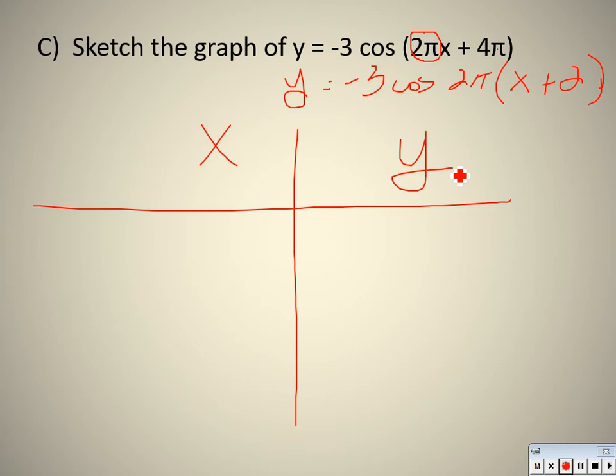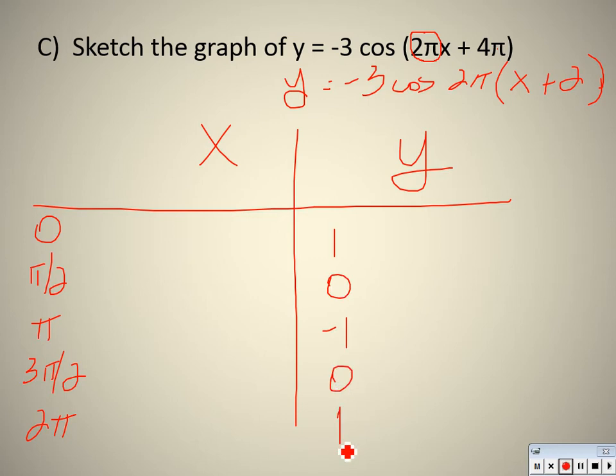So notice with this, I'm going to get my critical values in for cosine: 0, pi over 2, pi, 3 pi over 2, and 2 pi. And for the y's, this is going to be for cosine 1, 0, negative 1, 0, and 1. So notice once again I have two different things here that are affecting the x values. I have this 2 pi value for b, which is going to horizontally shrink the graph. So I'm going to divide each of these by 2 pi.